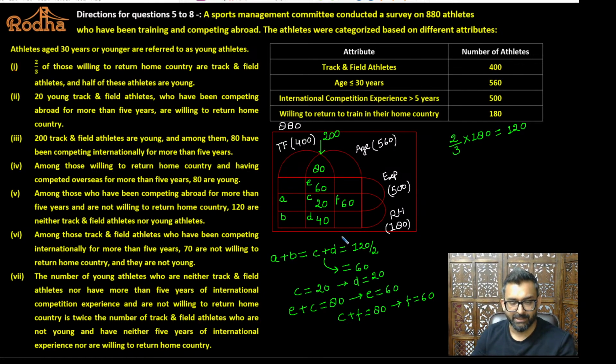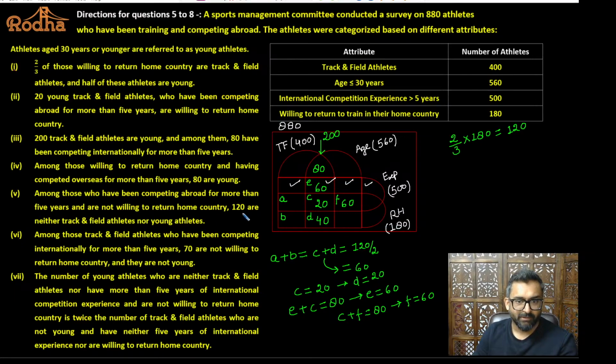Yes, perfectly all right. Okay, now if you look at this, the remaining statement, what this remaining statement is telling us, we have to be little comprehensive and we have to understand everything. Among those who have been competing abroad for more than 5 years, are not willing to return to the home country, that means this and this. Those who are competing internationally for more than 5 years and not willing to return to the home country, that means this and this. इस block में और इस block से बाहर, these 4 numbers.